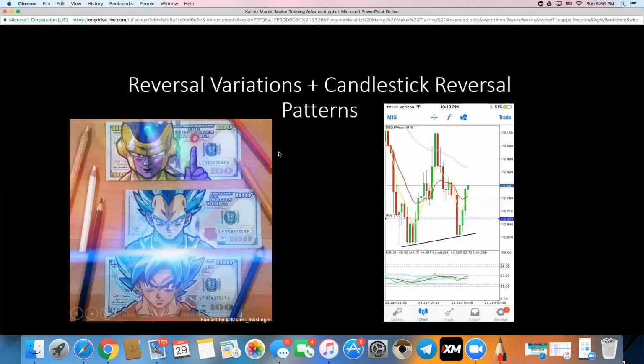All right, so today's subject: reversal variations plus candlestick reversal patterns. We're going to be making a lot of money with these reversals. Of course, I respect the fan art by Miami Ink Slinger, for copyright. This is what we're going to be learning today: reversal variations and candlestick reversal patterns. One of the most crucial things, besides the patterns and the formations.